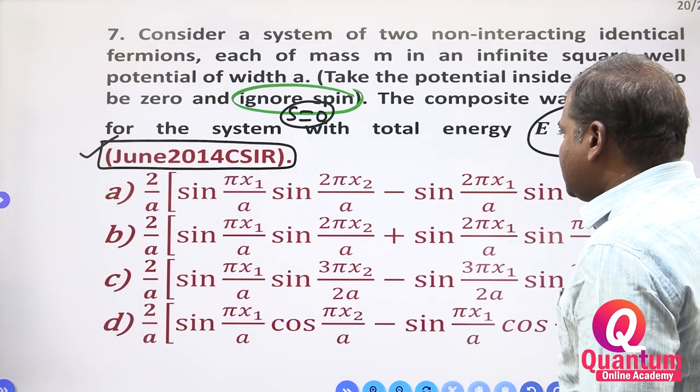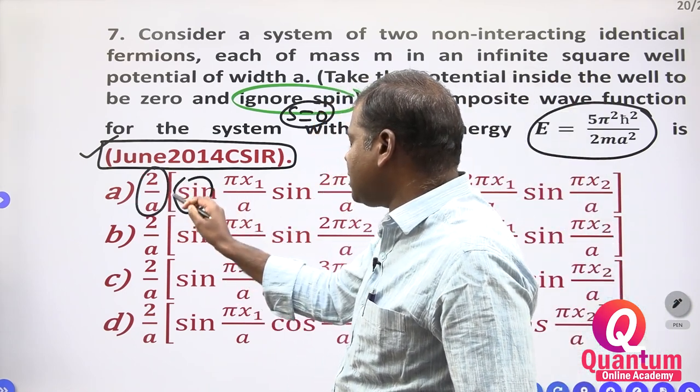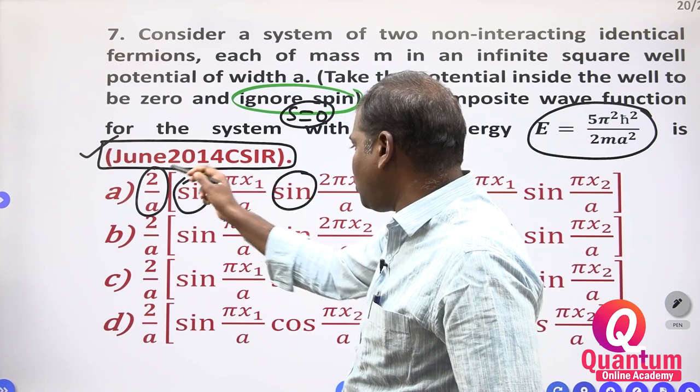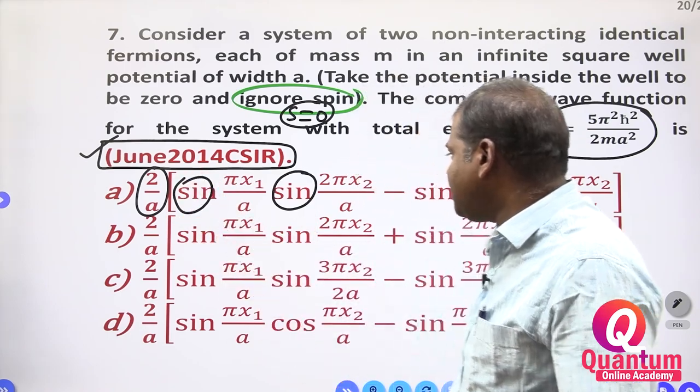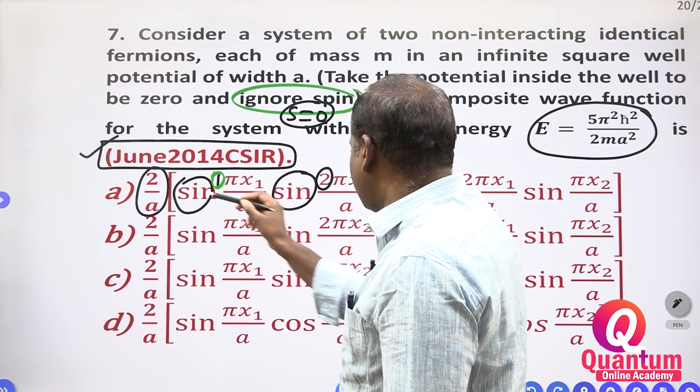How we have to get the answer, you have to see. That is root 2 by a, because one wave function is root 2 by a, another wave function is root 2 by a. 2 by a is the common. First, we have to see nx is equal to 1, ny is equal to 2.